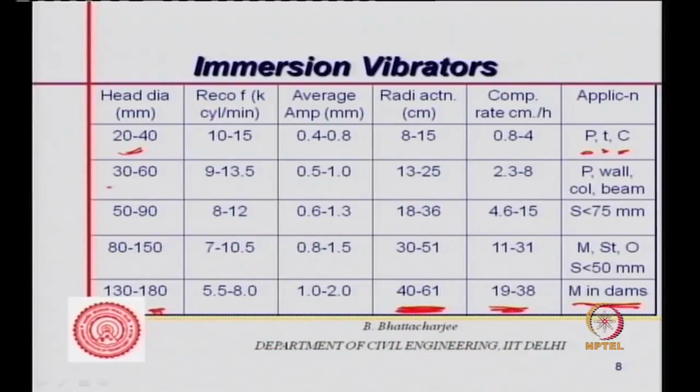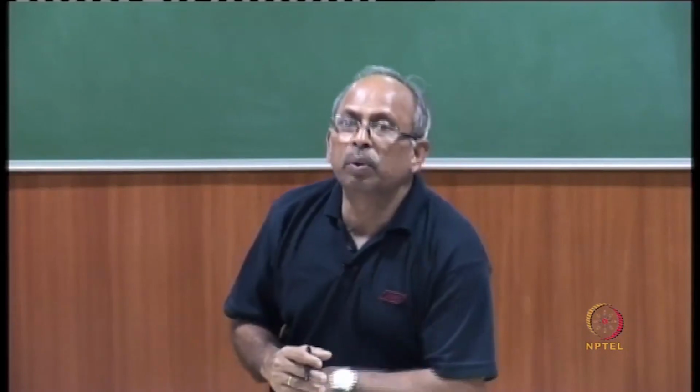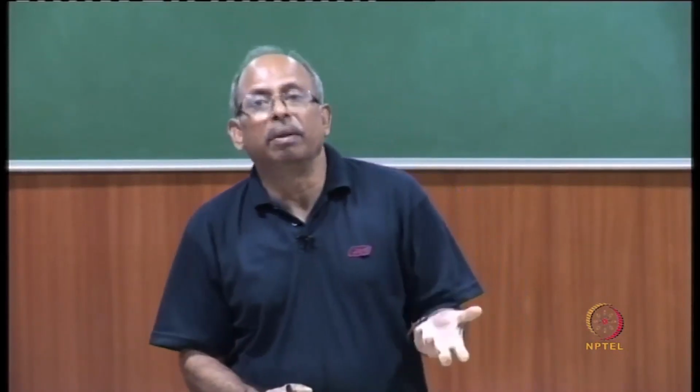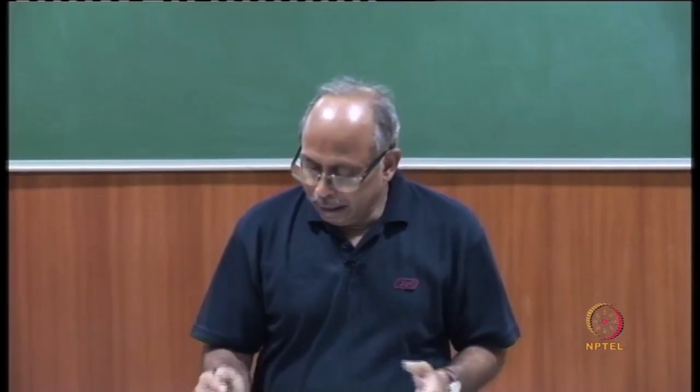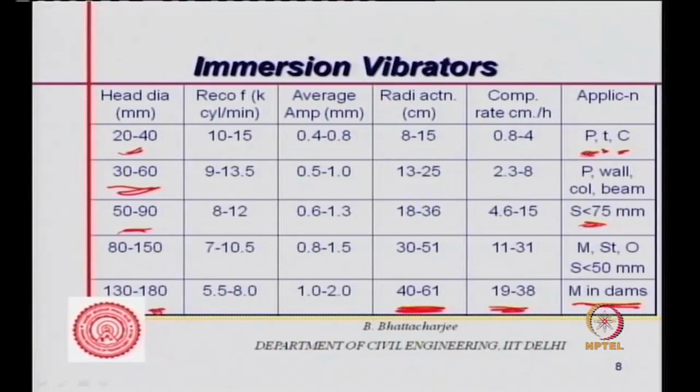In between, if you see 30 to 60, very common is about 60 mm, somewhere around this. This is very common. For slump less than 75 mm, it's suitable for that kind of concrete, relatively stiff, not very stiff. This is absolutely plastic, maybe 100 mm slump or less, just below pumpable concrete, let us say. Pumpable concrete is quite flowing, but if you are compacting pumpable concrete itself, then it should be used. You can use this also. But in thin sections and larger sections, of course, you can use this one.